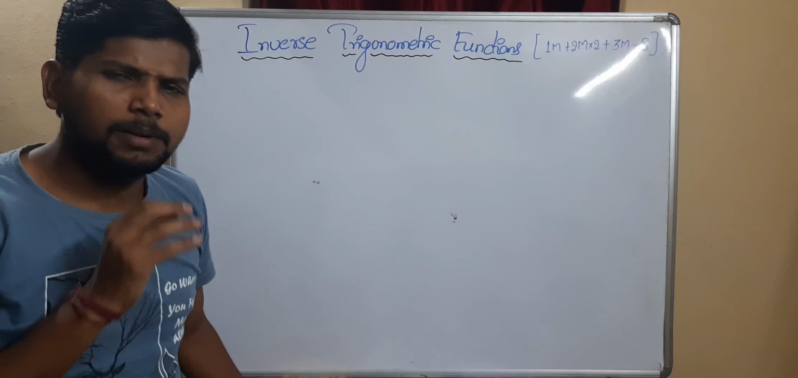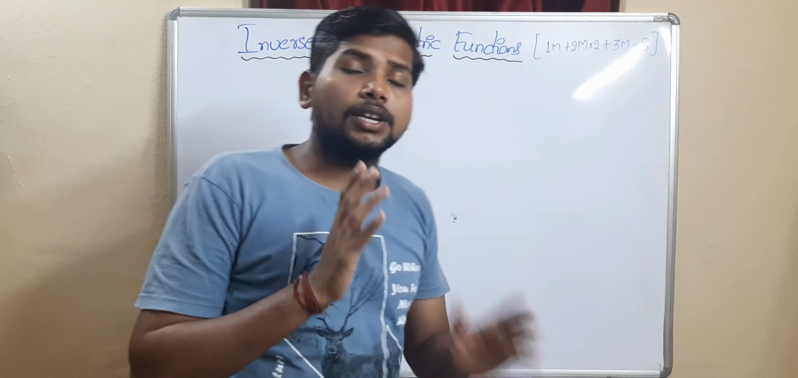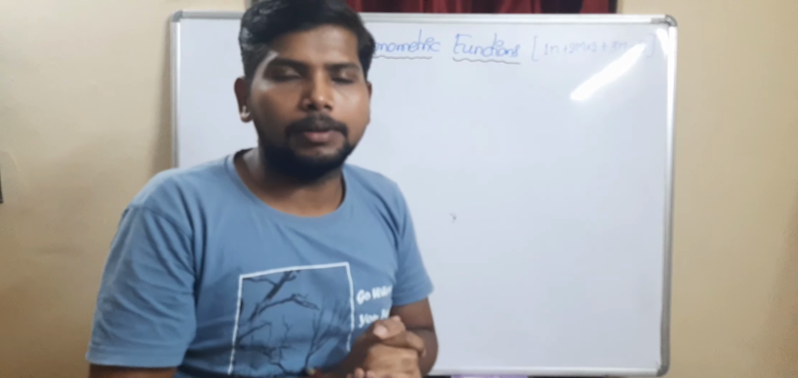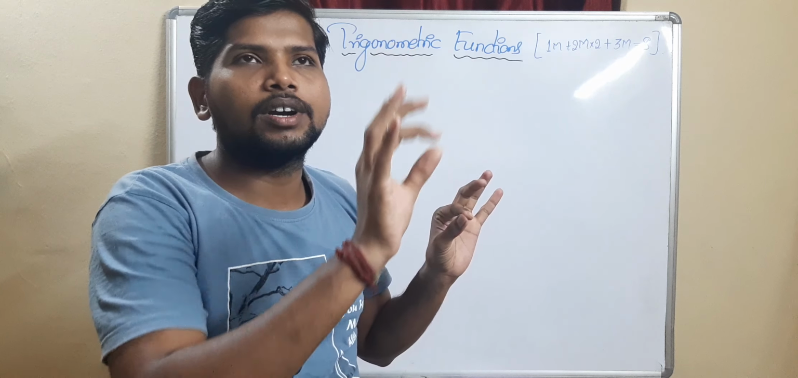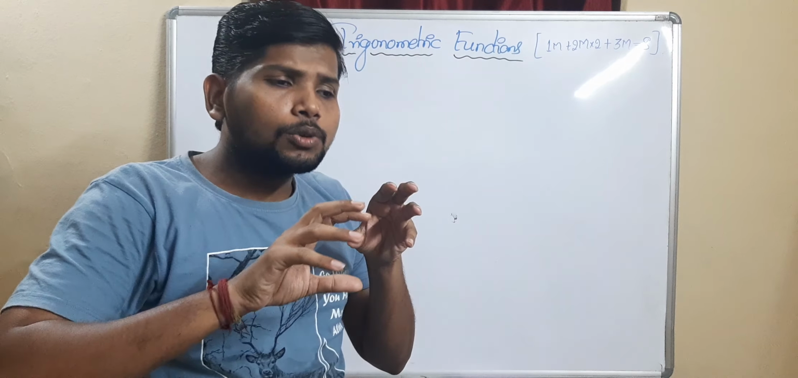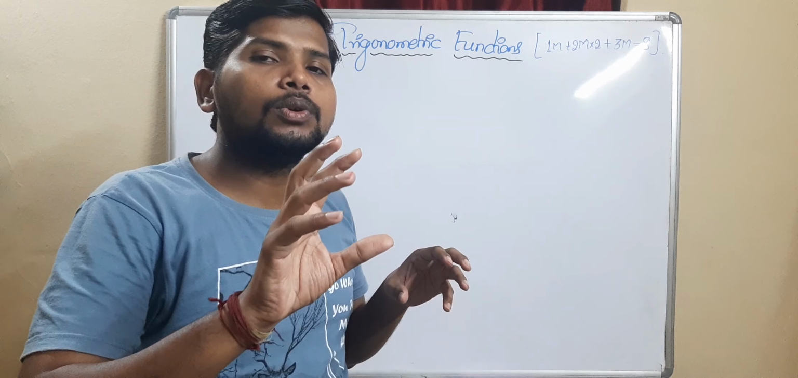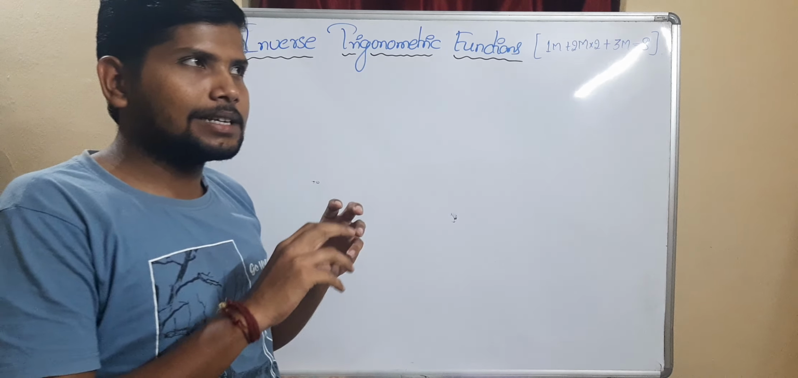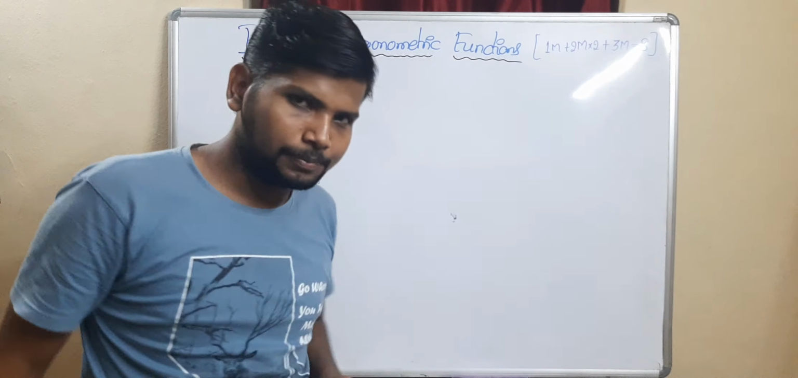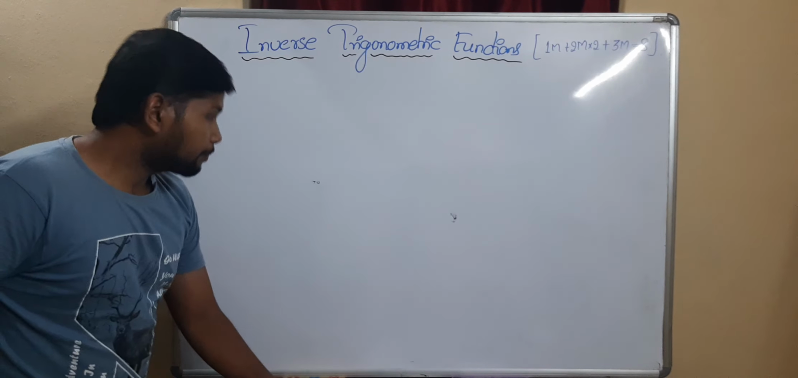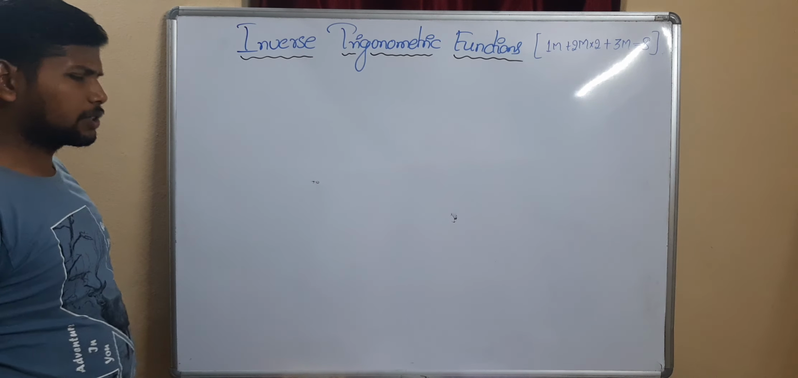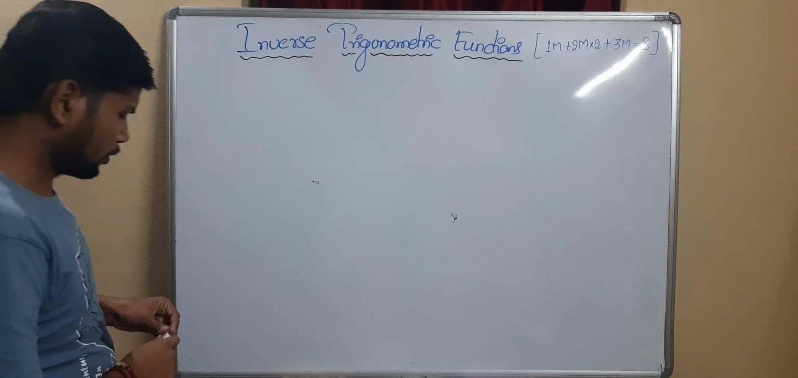The chapter is very simple, and you must know the trigonometric ratio table, that is sine 30, sine 45, sine 60. Instead of degrees, you need to prefer only radian measures like 0, pi by 6, pi by 4, pi by 3, pi by 2. Fine. Now, how do we understand the inverse trigonometric function? Let me take a very basic thing here.